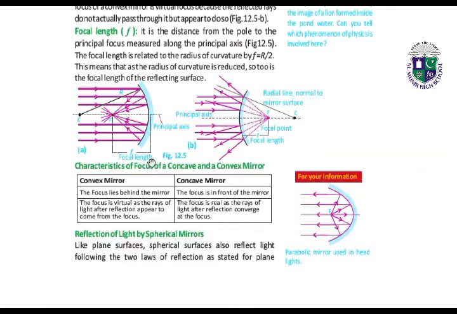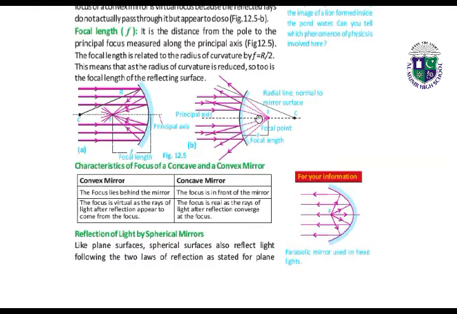Here we have the focal length, characteristics of a focus of a concave and convex mirror. Here in the middle we have the principal focus. Look at this diagram. Both figures are showing a concave mirror and a convex mirror. Here we have the concave mirror. It is the point F where the actual light rays after reflection are passing through.